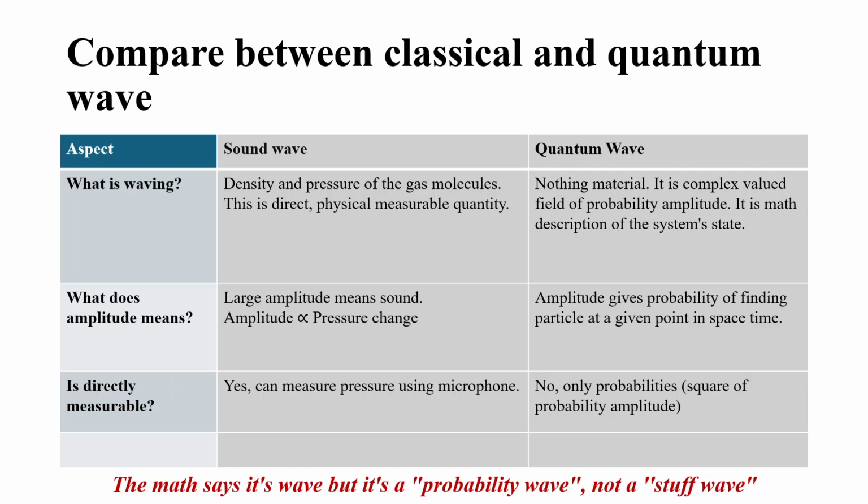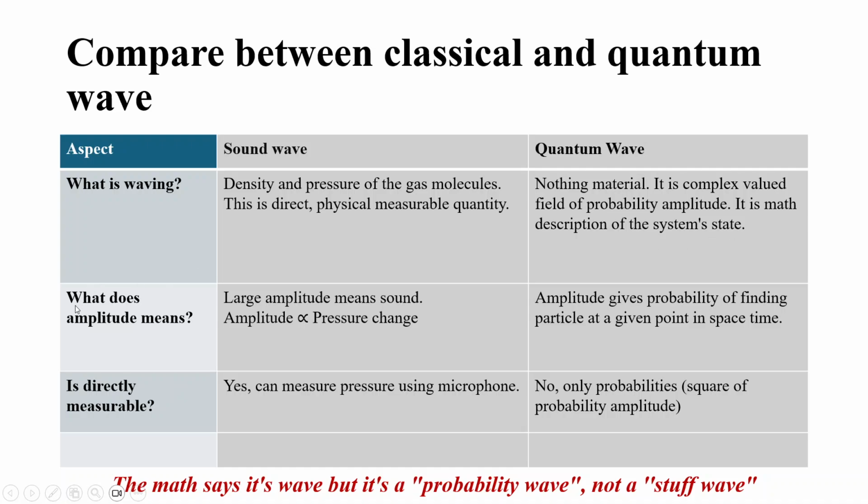So, compare between classical and quantum wave. To understand the wave I am talking about, we first have to remove the picture of wave that we have in our mind, which is the classical one. So the aspect is what is waving here. In the classical sense, density and pressure of the gas molecules is waving. This is a direct physical measurable quantity. But in a quantum wave, nothing material is waving. It is a complex valued field of probability amplitude. It is a math description of the system state.